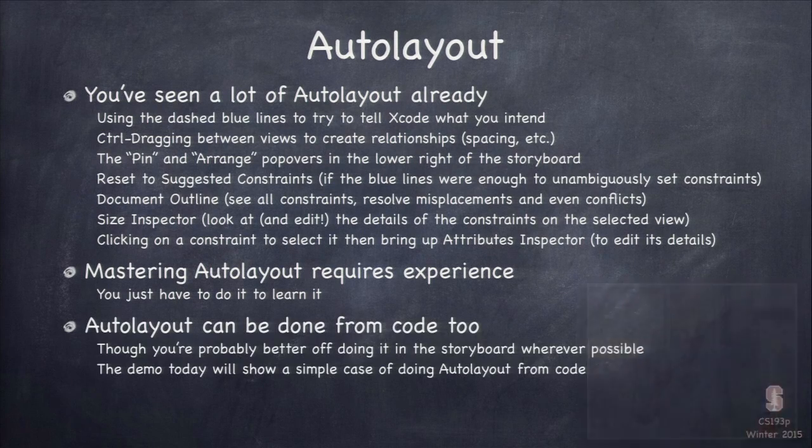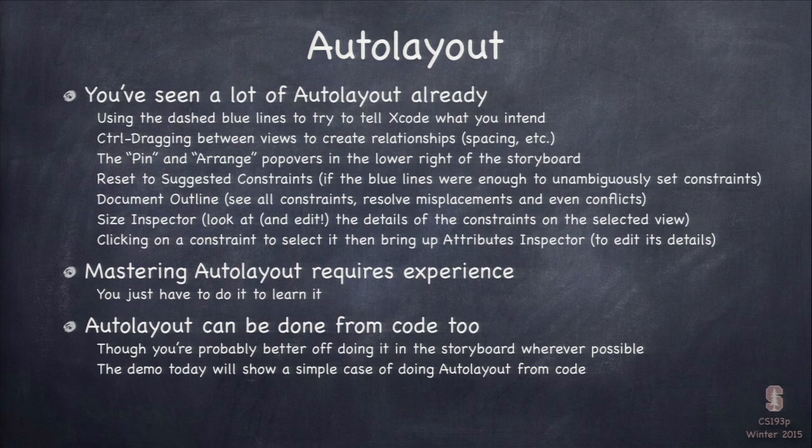Auto layout can be done in code. There are objects, classes in iOS that represent what's going on in auto layout, and in the demo I'm going to actually show you an example of doing that so you get an idea of what it looks like. But we rarely do that. If we can do it in the storyboard, we do it there. We only revert to doing it in code when we just can't express that somehow in the storyboard, which is extremely rare. But I'll show you a case where that's true.